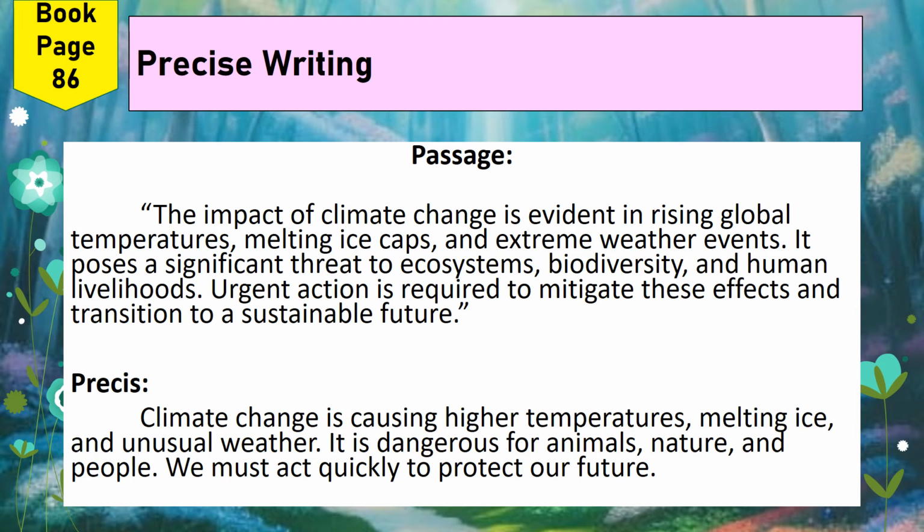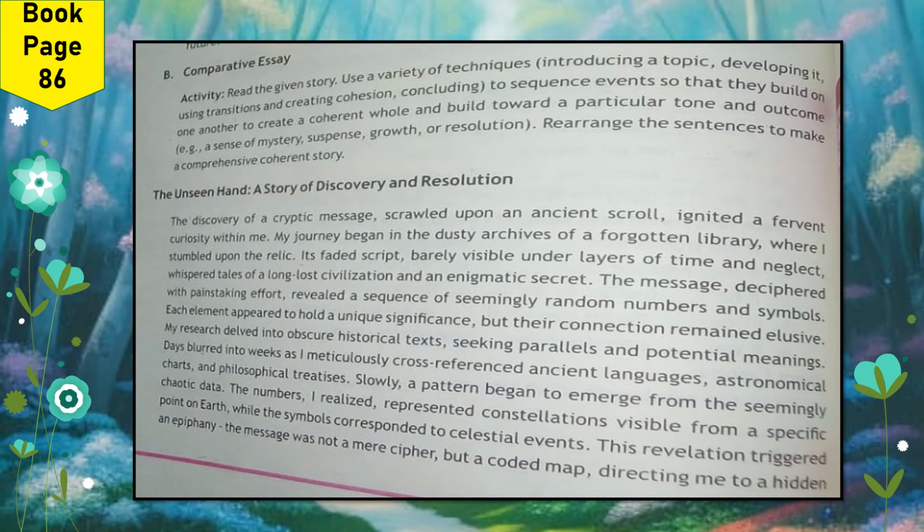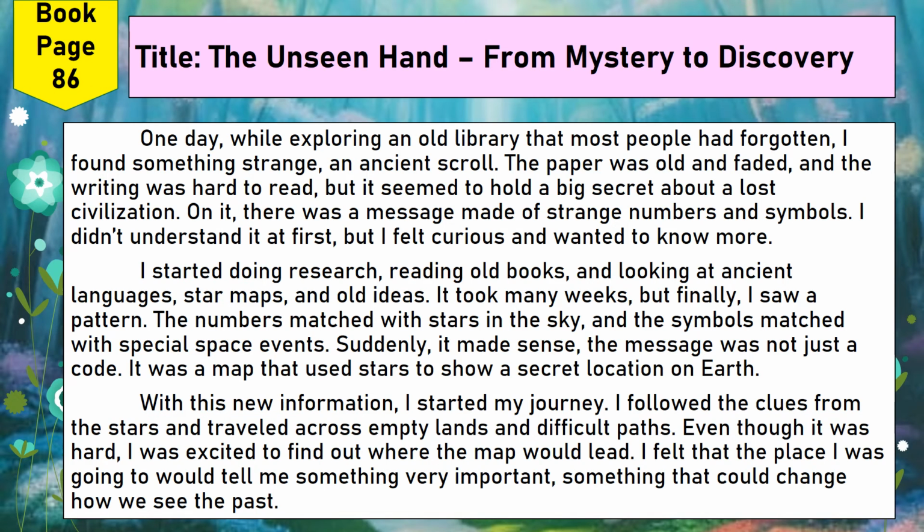Let's continue to the next writing skill in your book. In this activity from page 86, we are going to work on a comparative essay, but with a creative twist. The task asks you to read a jumbled story, and then rearrange the sentences to build a clear and meaningful narrative. Now go ahead and read the story. After that, rearrange the sentences to form a cohesive and well-structured story. Let your creativity shine.